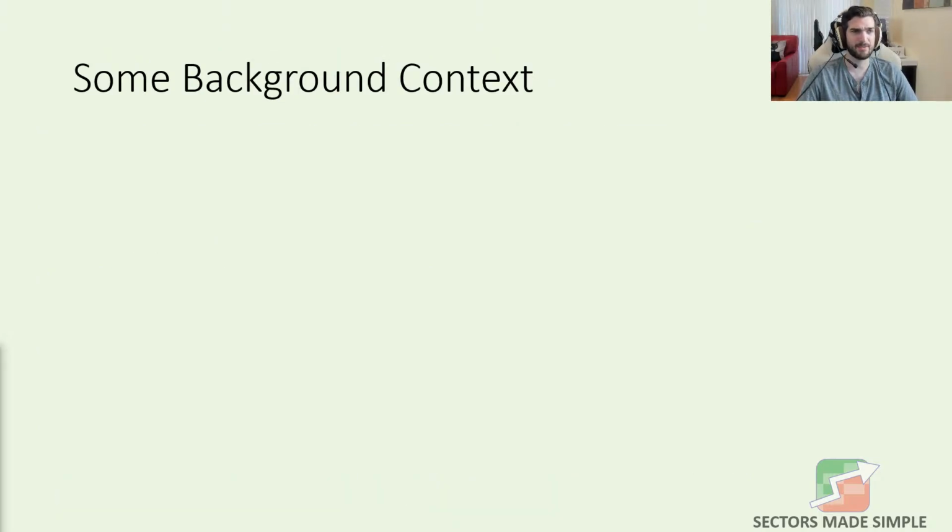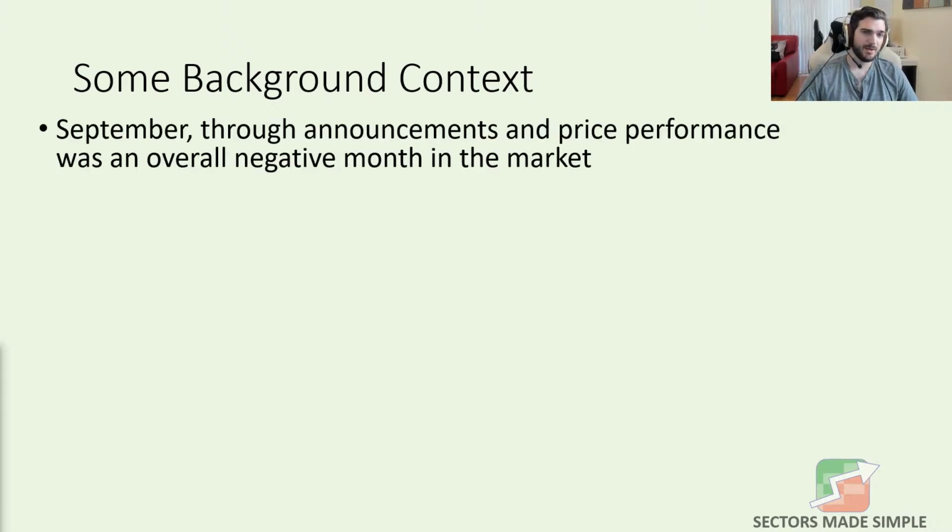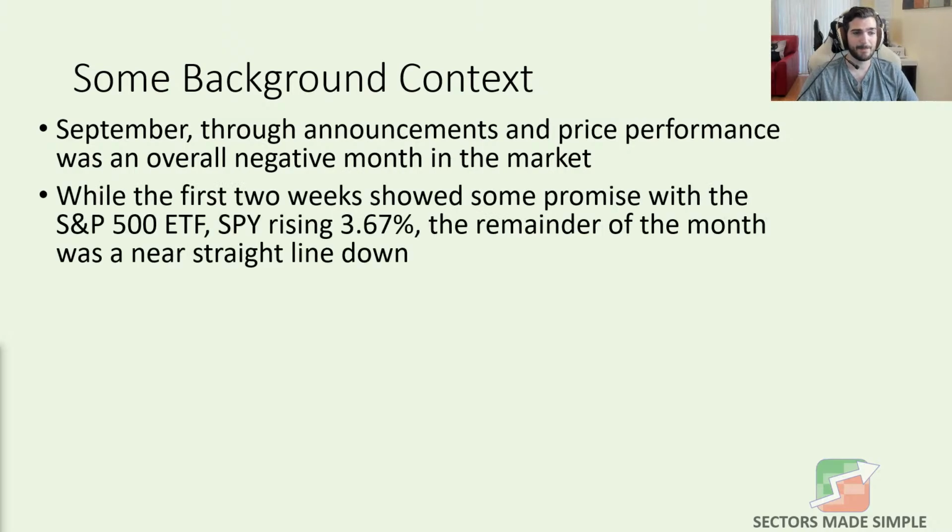So here's some background context. First off, we're going to start by going over September. September was, let's not beat around the bush, it was bad. The first 2 weeks did show some promise. The market did rise about 3.7% in the first 10 days. But just about the remainder of the month was a straight line down.